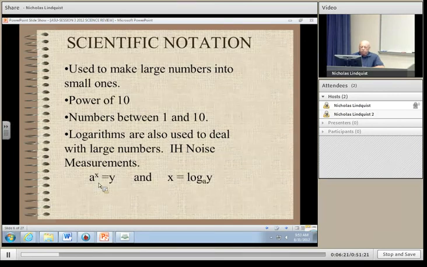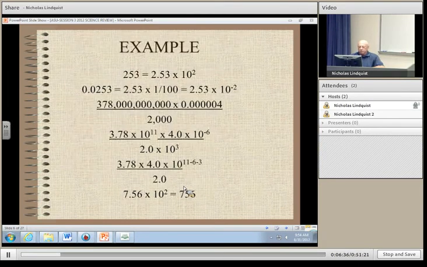Another way to express a logarithmic function, we see a to the x power equals y. That calculation can be expressed as x equals the log a of y.